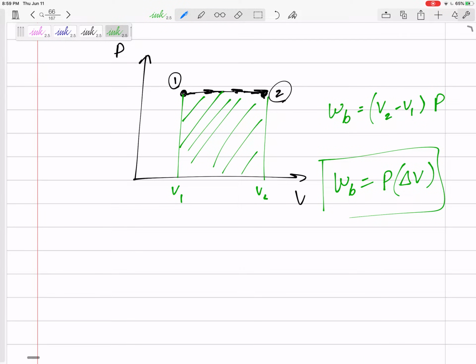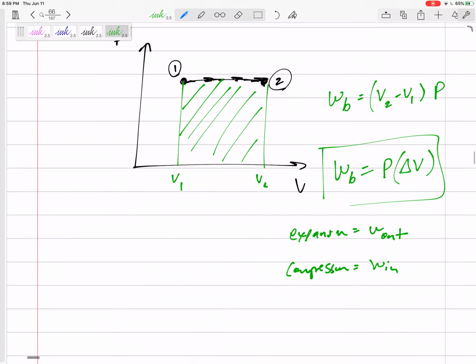Box that in, put that on your formula sheet. I think that makes sense, and our units would work out. The boundary work for a constant pressure process is P delta V. Expansion is work out. Compression is work in. If we just do P delta V, then we're probably going to get positive for work out and negative for work in.